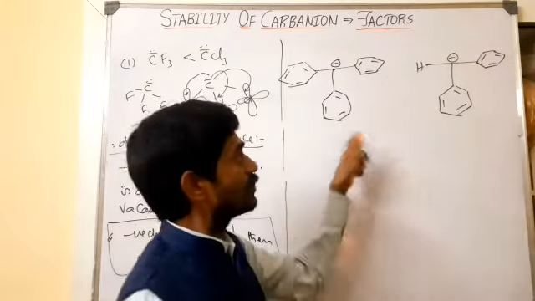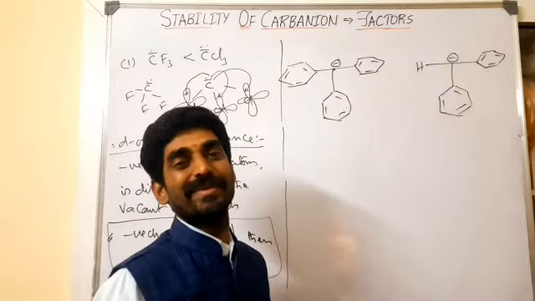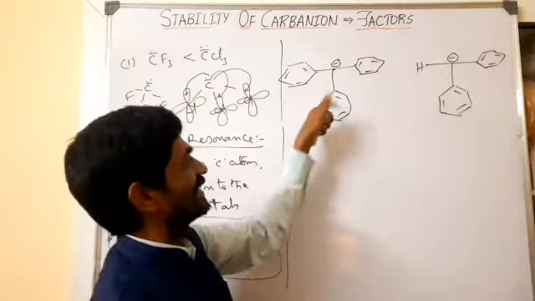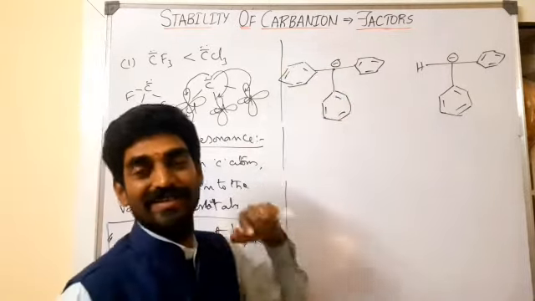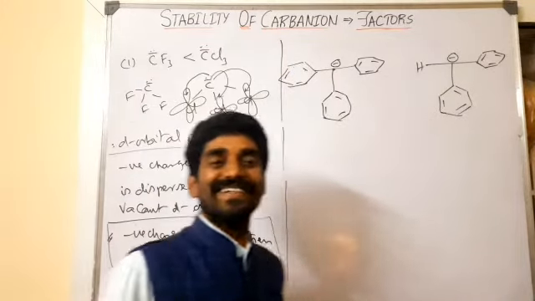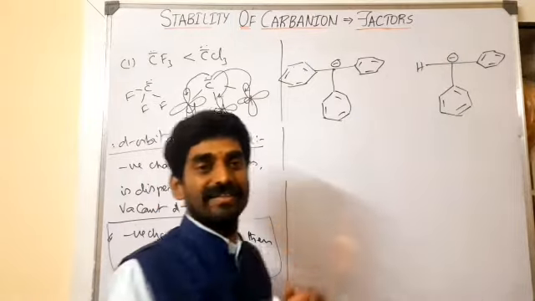Now of these two compounds, carbanions, which is more stable, right? Generally the student answer is that 3 phenyl rings are there, so they all give more stability to the carbanion. No, that is wrong. The thing that is happening here is steric hindrance. I will give a complete explanation regarding this one.